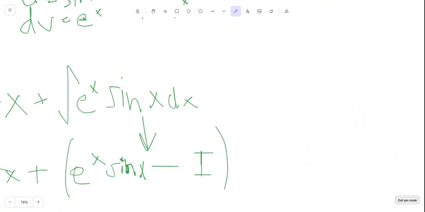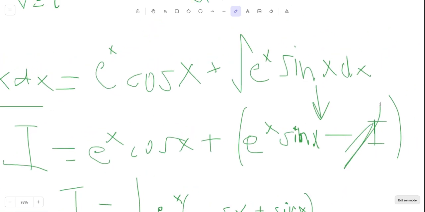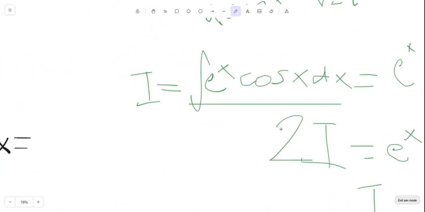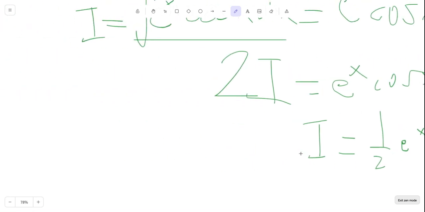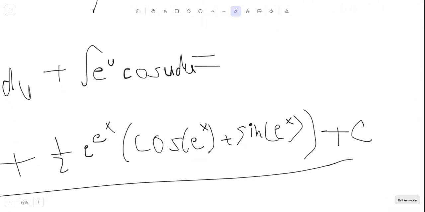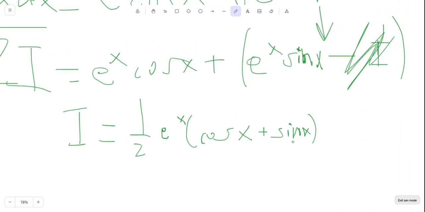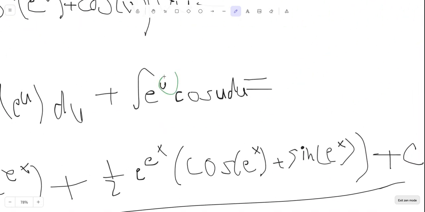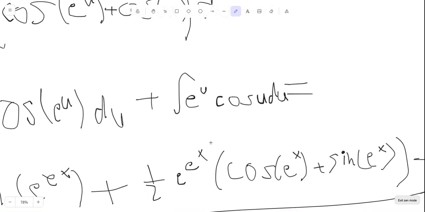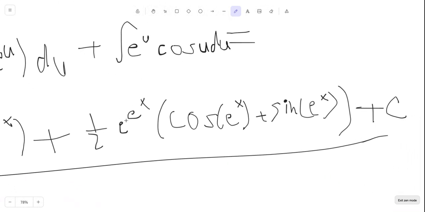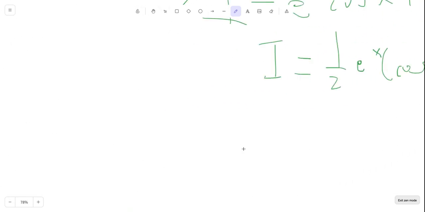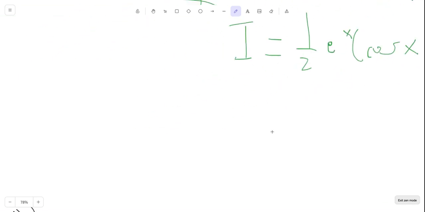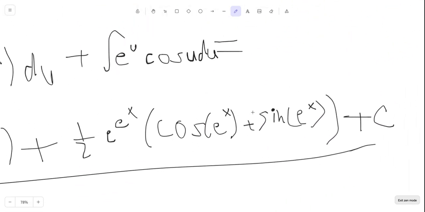So I substituted over here, and now if we add I to both sides, 2I on the left side, and now just divide by 2 and get this. Okay, now we're past the only hard part, I think. So if you substitute back in this 1/2 e to, well, we used u instead over here, so you would get 1/2 e to the u is e to the x, so we have e to the x times this sum, cosine of x plus sine of x. Instead for u, it's cosine of e to the x plus sine of e to the x.